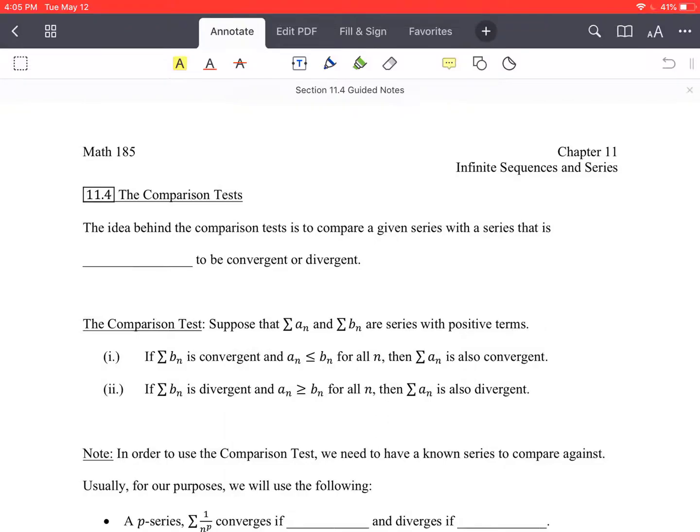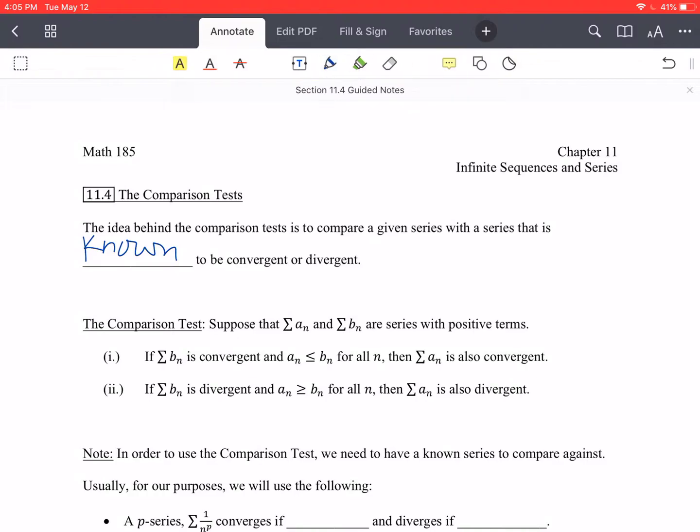All right, we are in section 11.4 looking at more tests for convergence and divergence. In this section we're going to look at the comparison tests. These comparison tests really are just what they sound like. We're going to be comparing series to other series. So the idea behind these comparison tests is to compare a given series with a series that is known to be convergent or divergent.